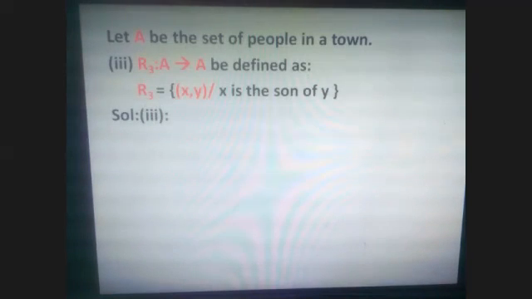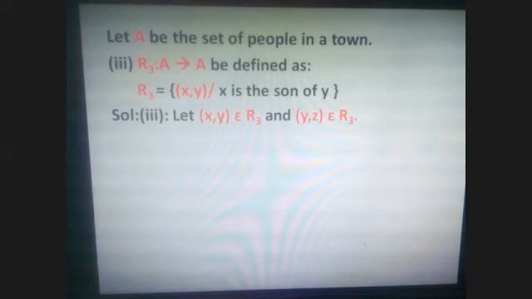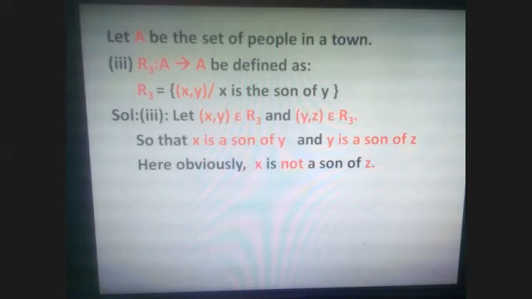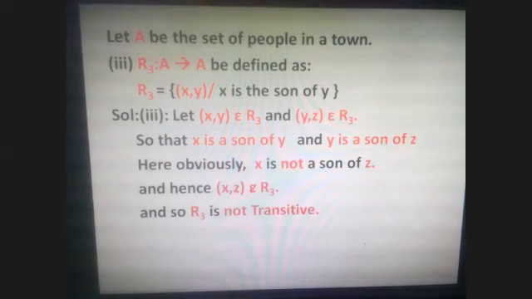What about the other one? That is simple. X is a son of Y. (X, Y) is a member of R3, (Y, Z) is a member of R3. It is quite simple. It is possible. X is a son of Y and Y is a son of Z, and in fact X is not a son of Z. X will be a grandson. Obviously, it is not transitive. (X, Z) is not a member of R3, and R3 is not transitive.